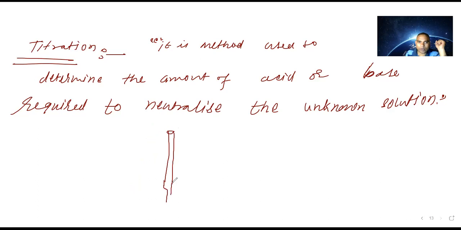Here is the unknown, and the known one is in the conical flask. You are dropping this one drop by drop. Once the color changes, that is called the equivalent point. The beginning of the color change of this solution is what is called the end point.